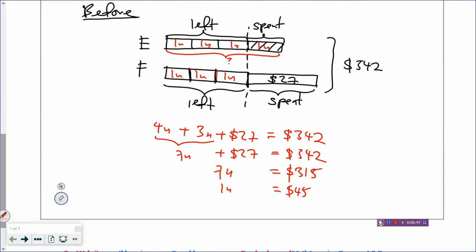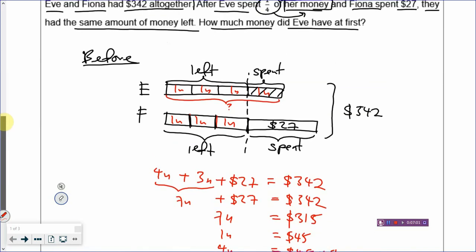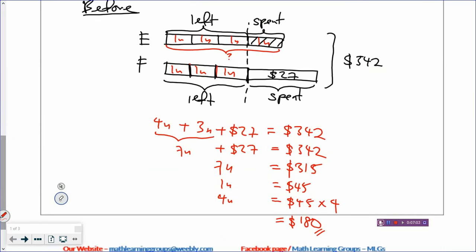So Eve has 4 units at first. So how much is 4 units? So you will take 45, and then you times 4. So Eve has $180 at first. And that's how we solve the problem. Oh, Eve. Alright, it's not Evelyn. So how much did Eve have at first? $180. Right?